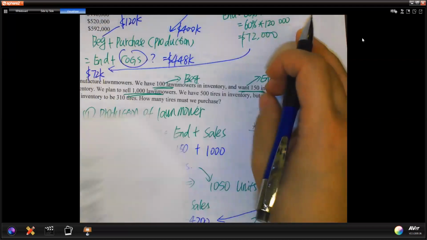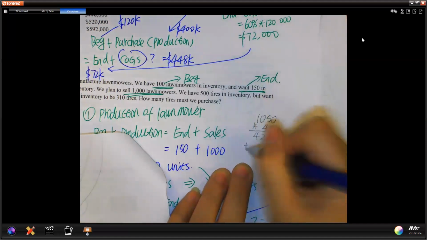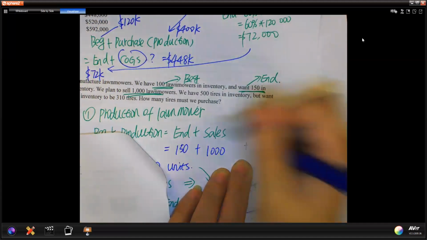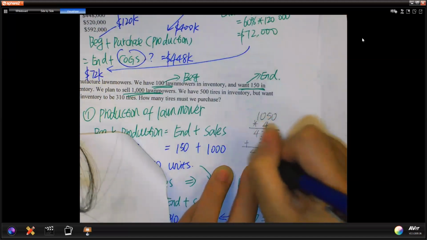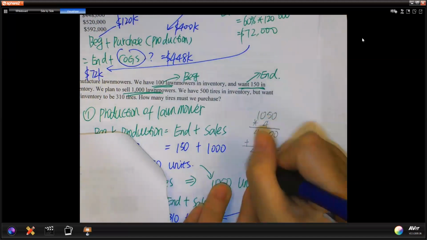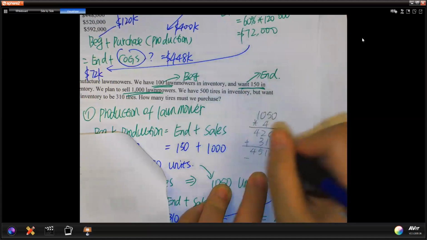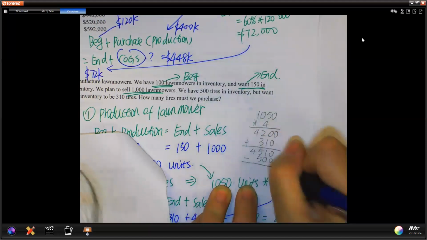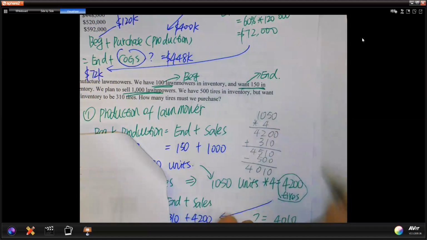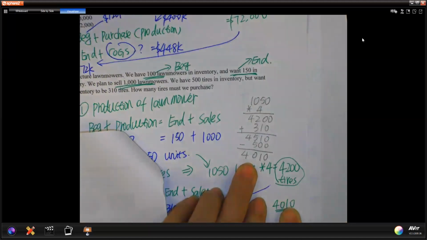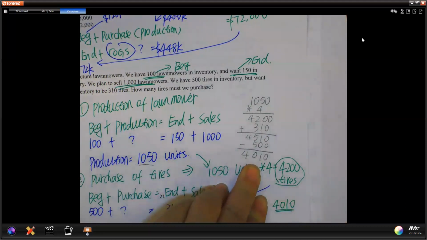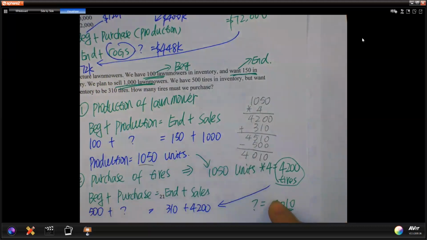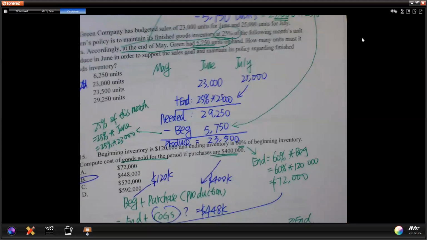And then our ending inventory, we want to have an ending inventory of 310. So that gives us 4,510. But we already have a beginning of 500. So that will give you 4,010. So it's 4,010 tires you need to purchase. Make sure you got this one, question 16.